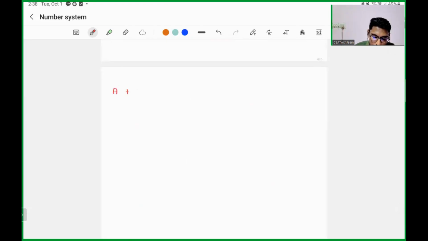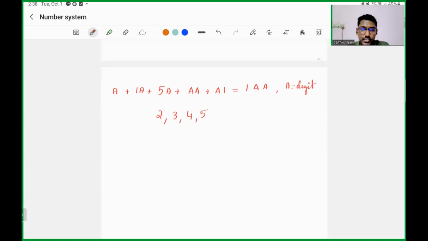A plus 1A plus 5A plus AA plus A1 is equal to 1AA. Here again, A is a digit. You need to find what is the value of A. So your options are 2, 3, 4, and 5. So try to answer this one.